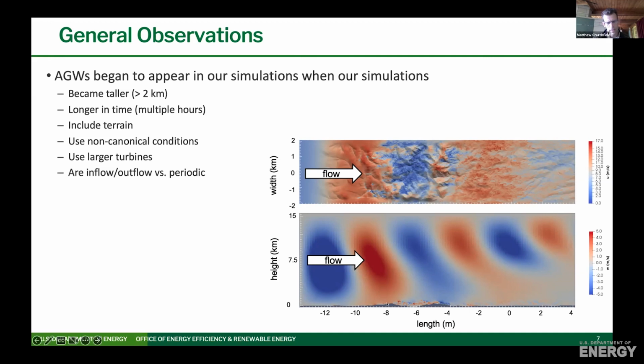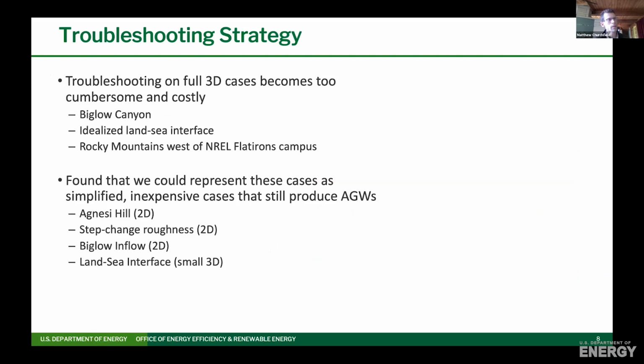Here's just a picture of a tall domain case with terrain that formed gravity waves. So how do we figure out what to do about it? Well, working with the three-dimensional large eddy simulations is really cumbersome. So we have taken a step back and found that you can produce atmospheric gravity waves with really simplified cases.